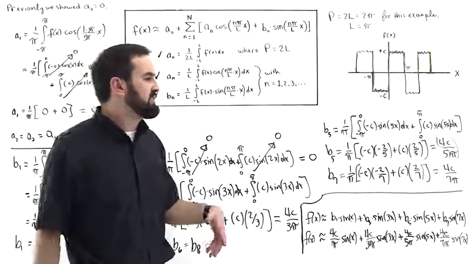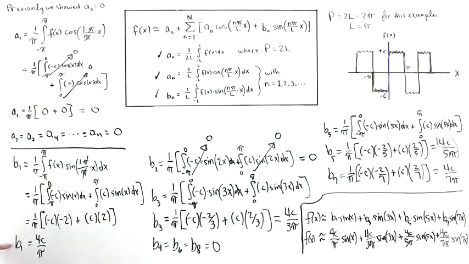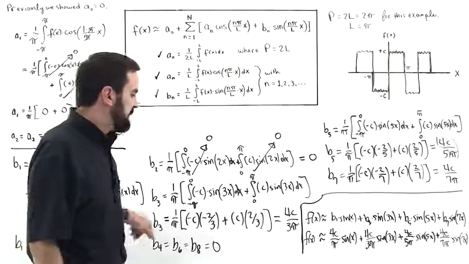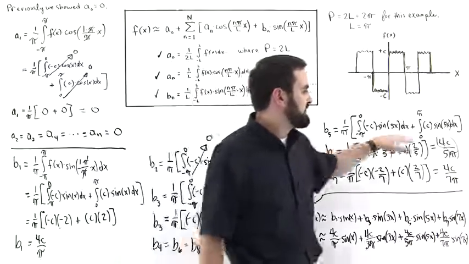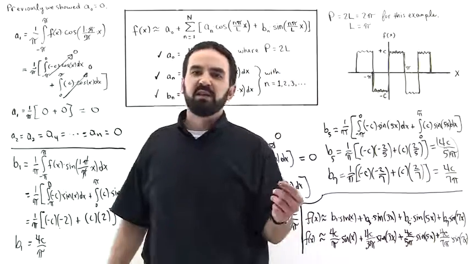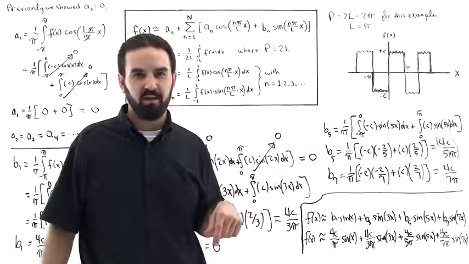And eventually we noticed a pattern. For b1 it was 4c over pi, for b3 it was 4c over 3 pi, and for b5 it was 4c over 5 pi. So it was always 1 over n times 4c over pi.